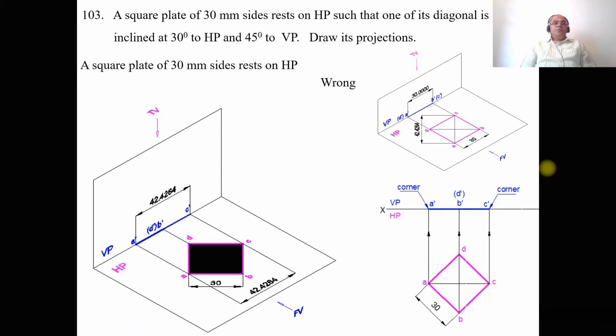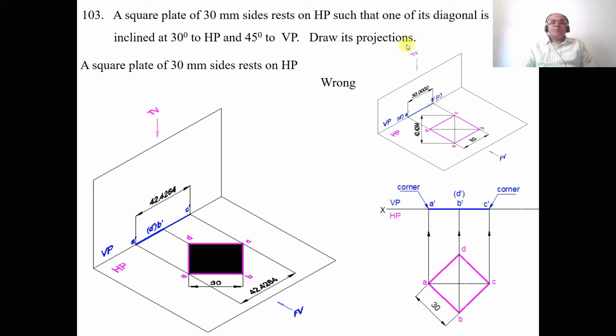Now, in this video, we will discuss one more problem on the projections of laminas. The problem number 103: how to analyze this problem and also how to solve it by using the sketchbook. The problem reads: a square plate of 30 mm sides rests on HP such that one of its diagonals is inclined at 30 degrees to HP and 45 degrees to VP.